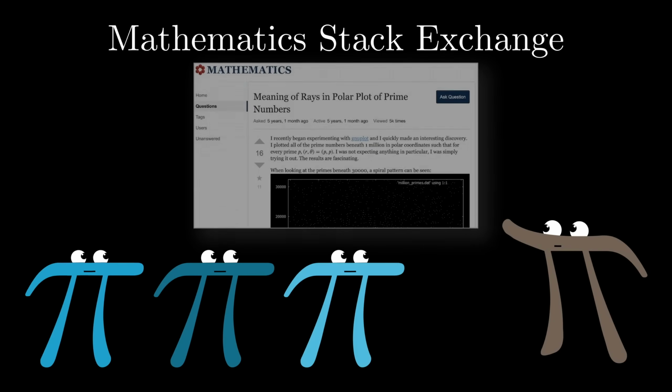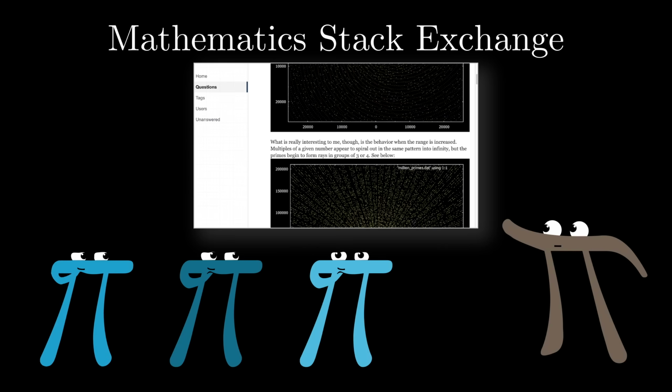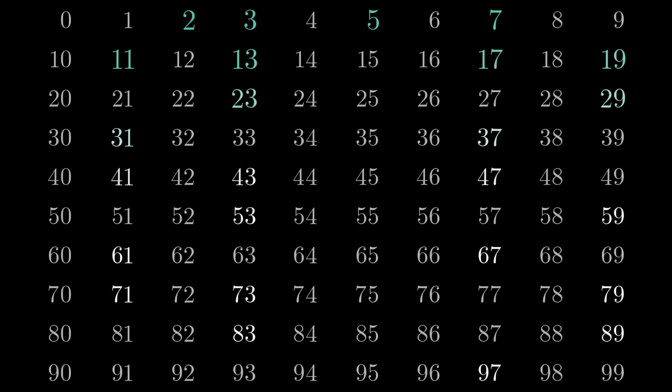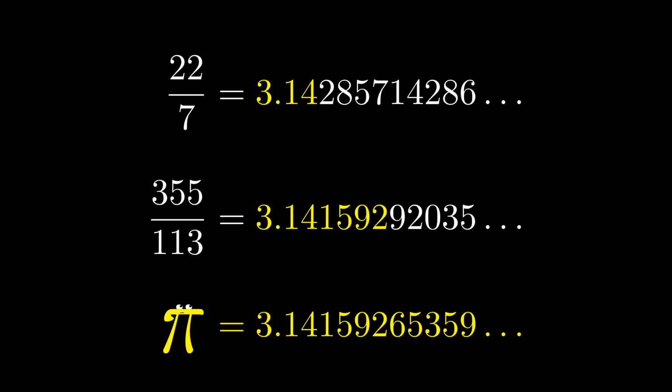I first saw this pattern that I'm about to show you in a question on the Math Stack Exchange. It was asked by a user under the name Dwymark and answered by Greg Martin, and it relates to the distribution of prime numbers together with rational approximations for pi.